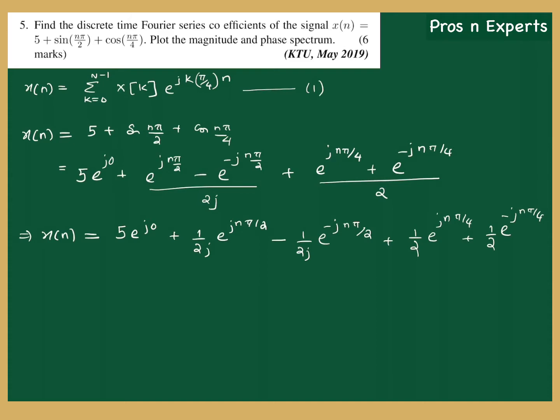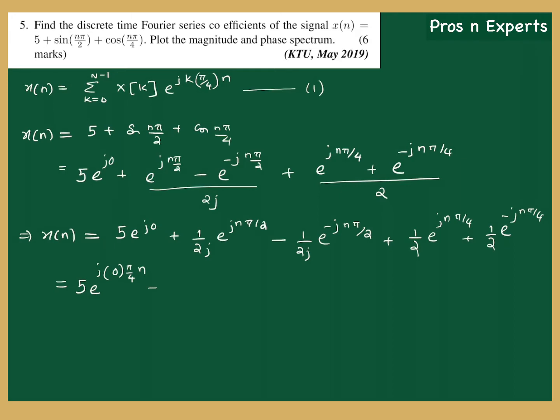now what I can do is write the above equation in a way that resembles equation number 1. Let us see how I can do that. This is equal to, first term is 5 e raised to j0. I'm writing it as 5 e raised to j into 0 into pi by 4 n. Is there any problem? Absolutely no problem. This is same as 5 e raised to j0, so these two terms are same.